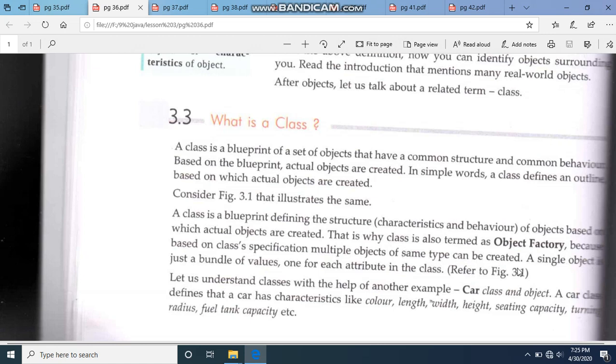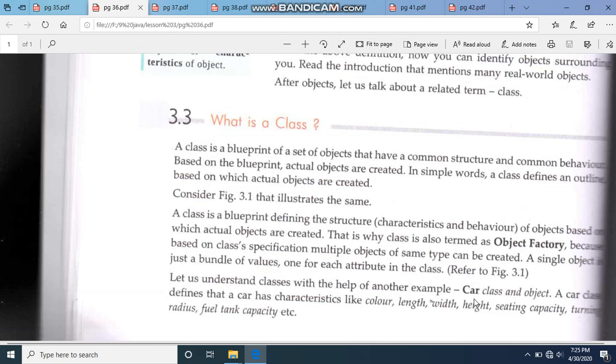Like suppose we have to make a card for Teachers' Day. One idea will be given in the class, like this is the measurement, length and breadth, and this is what you're going to make on it. That idea of giving you the measurement and what you have to make on it is a class. And if I tell this to 10 students, then 10 students are going to make 10 cards. That means I will have 10 objects. So a single object is just a bundle of values, one for each attribute in the class.